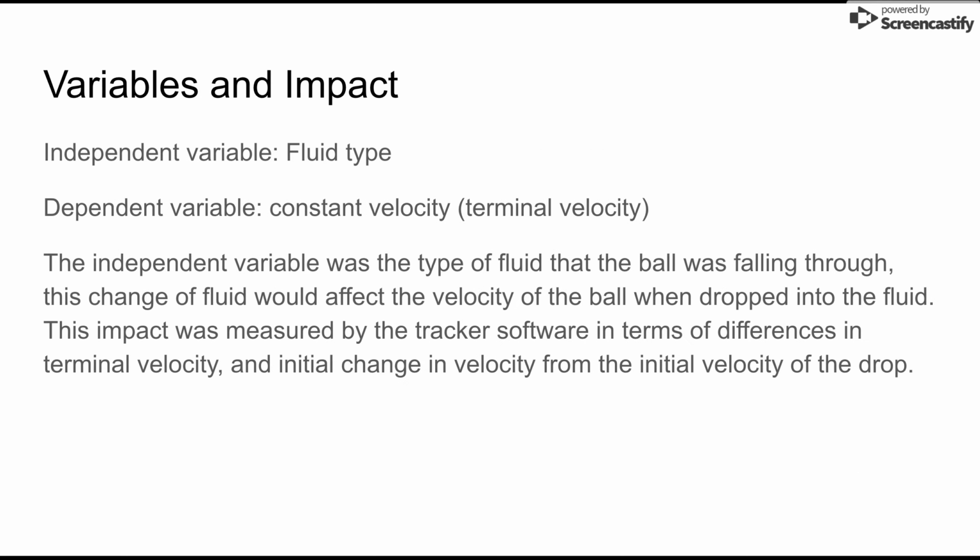Variables and impact. Our independent variable was our fluid type and our dependent variable was our constant velocity. The independent variable was the type of fluid that the ball was falling through. This change of fluid would affect the velocity of the ball when dropped into the fluid. This impact was measured by the tracker software in terms of differences in terminal velocity and initial change in velocity from the initial velocity of the drop.